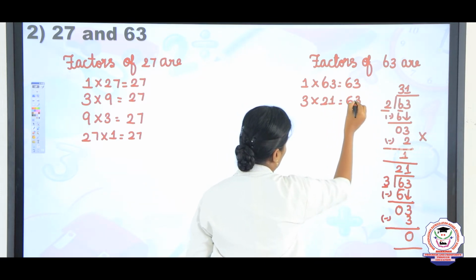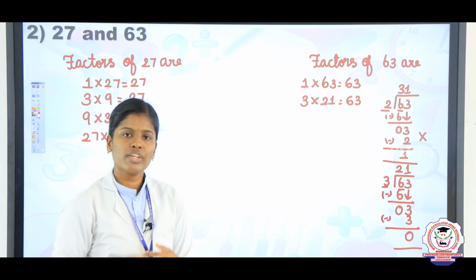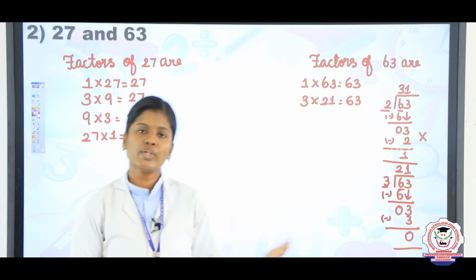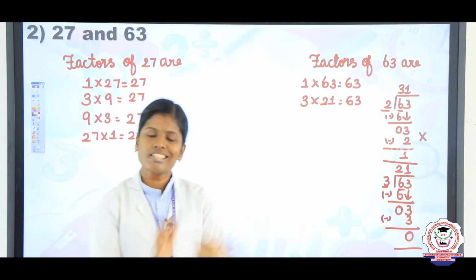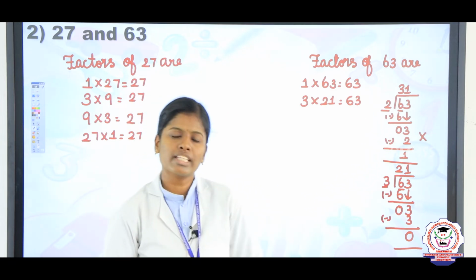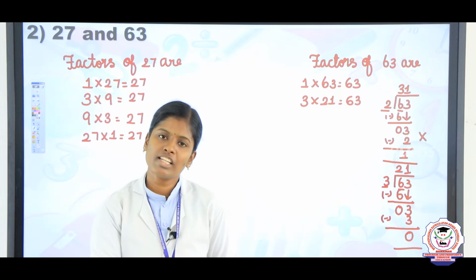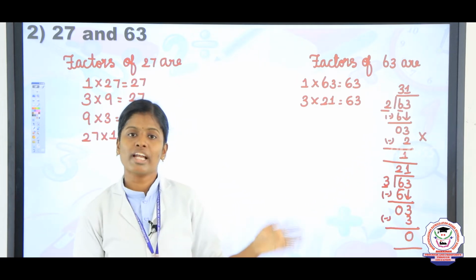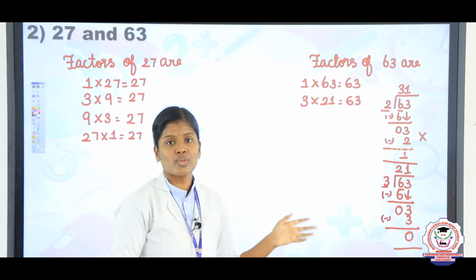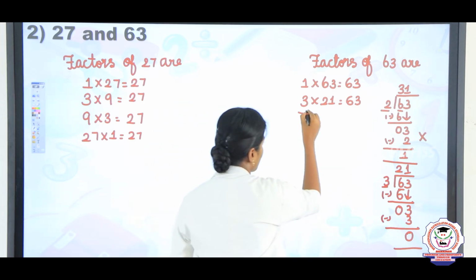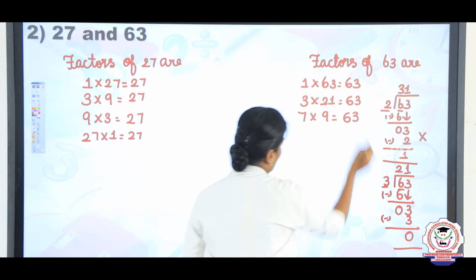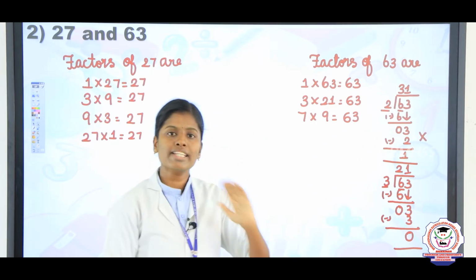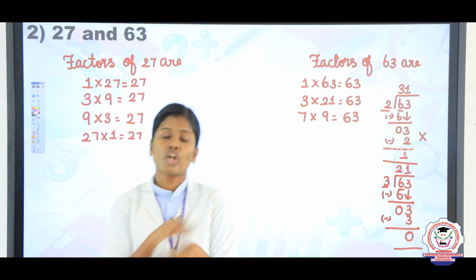And next take 4 table. So 4 table of 63 is not possible. Next we are going to take the 5 table. 5 table also not possible. 6 table also not possible. Next you are going to take the 7 table. So 7 table of 63. 7 9s are 63. So write here 7 9s are 63. And then next one 8 table. So 8 table of 63 is not possible.